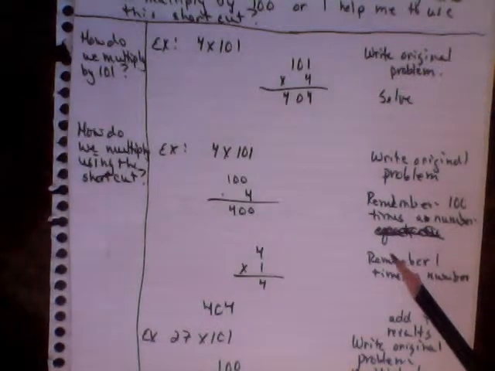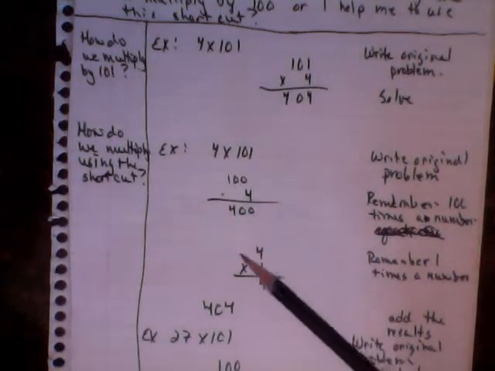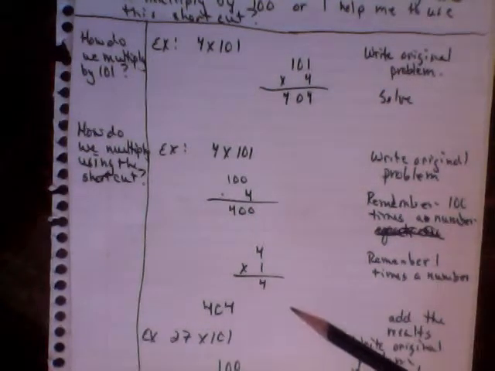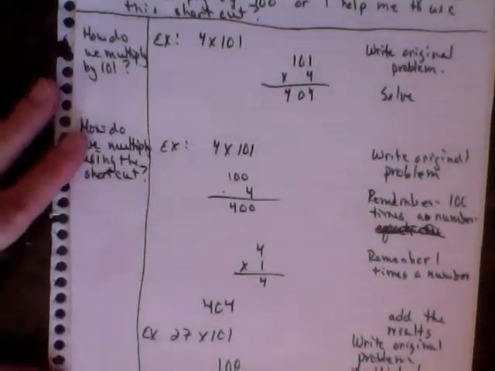Write the original problem. Remember what 100 times a number is. And remember what 1 times a number is. And then we would add the results. And then this time I decided to do a second example because I felt that they would need it.